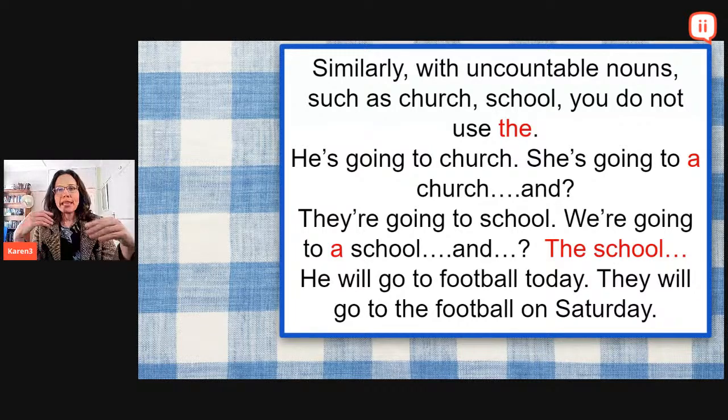He will go to football today. He will go to practice and run and kick the ball. Football, that's the activity. Okay. But they will go to the football match in the stadium on Saturday. That's the place. So football can also describe a place, okay?